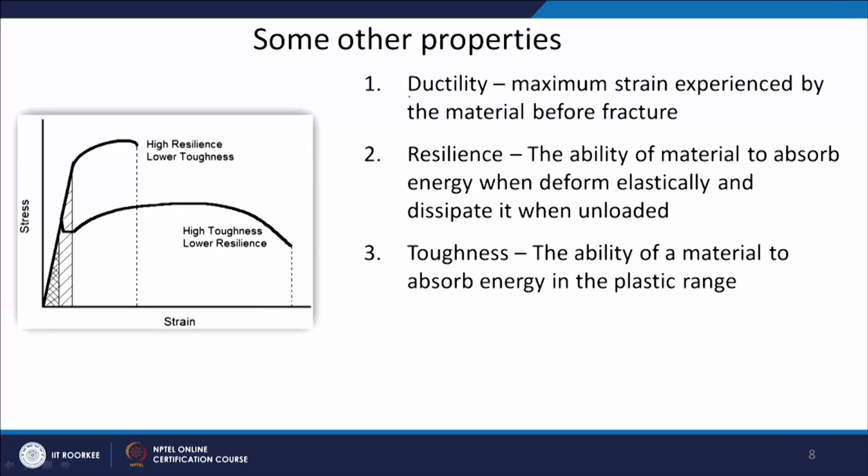Okay. Some other properties which you can get from this tensile test, one is called ductility, important for a metallurgical engineer. That tells you what is the maximum strain experienced by the material before fracture. Okay, so basically this is the total strain experienced by the material before fracture. And this is another material, in which case this is the maximum strain experienced by the material before fracture. Okay. So, I can easily tell you that the ductility of this material, let us call it A here and let us call it B here, ductility of A is more than ductility of B, material A is more ductile.